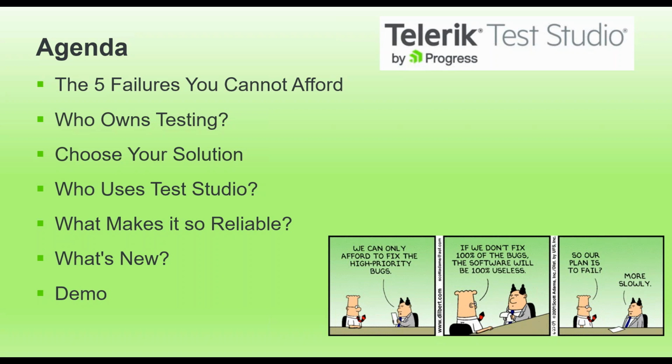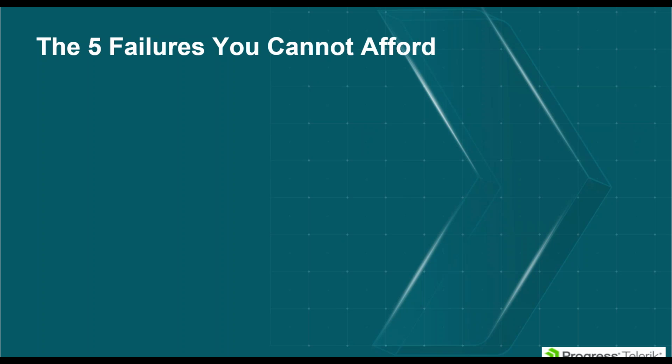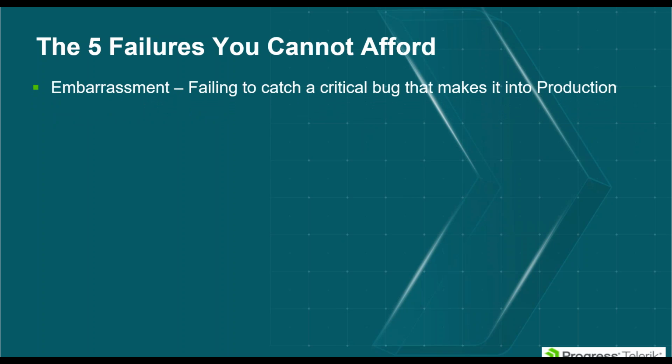All right, let's start with the agenda first. What are the 5 failures that you can't afford? We already discussed this with some of you during the conference, and we managed to pinpoint that embarrassment is really very important. I mean, especially when you have a bug that somehow slipped into production, which was missed by the corresponding team. It really creates a lot of embarrassment throughout your organization.